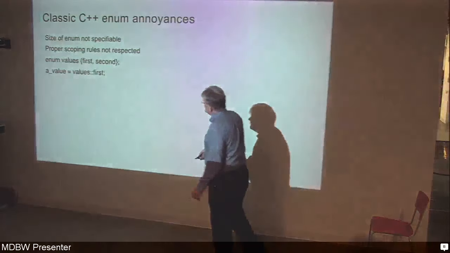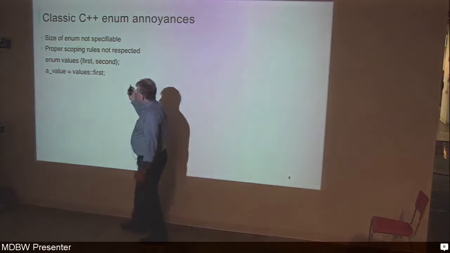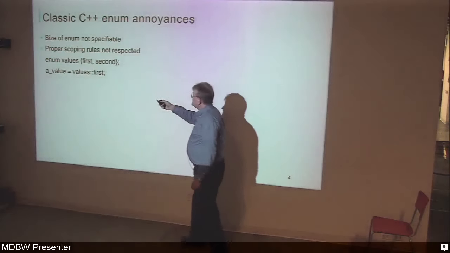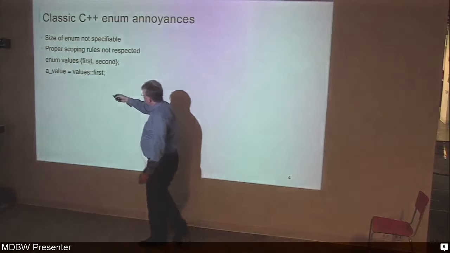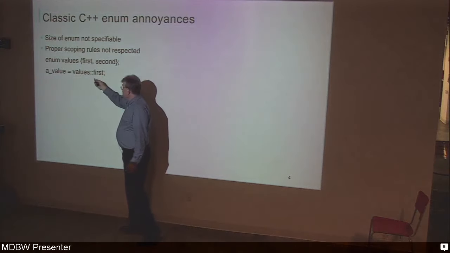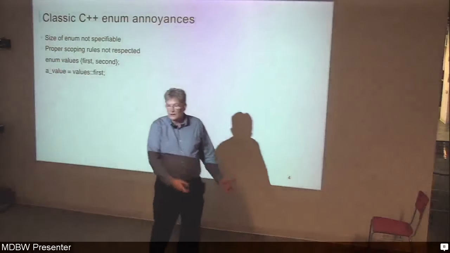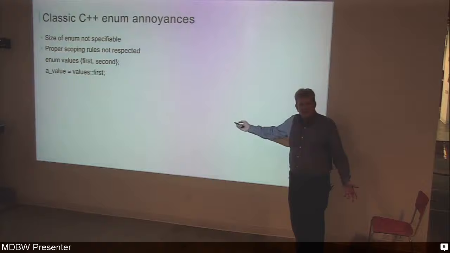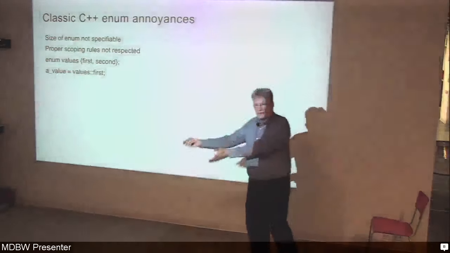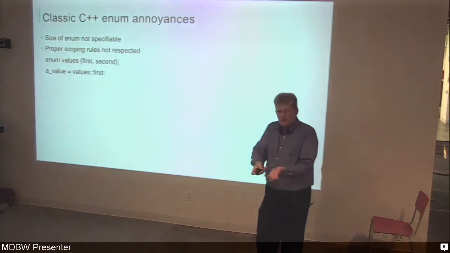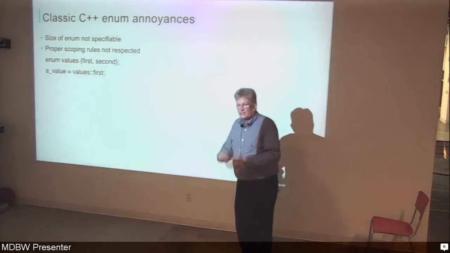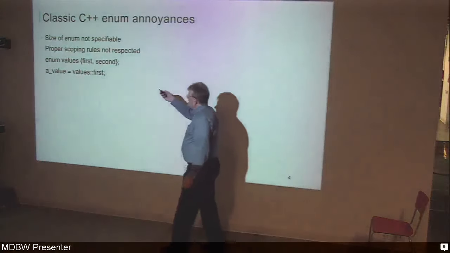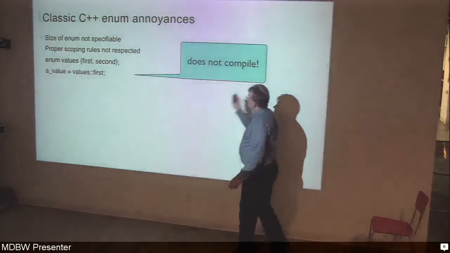Proper scoping rules is not respected. And what does that mean? That means that what we would like to have is something like this, where I say, oh, here's my enum called values, and it's got a couple of values in it. And I would like to say that when I access those values, I say values::first. I use the scope resolution operator. Because in C++, that's how we refer to things, right? If something's in a namespace and we want to refer to the thing in the namespace, we say namespace name::. And if it's in a class, we say the name of the class::. That's how we specify things that are in braces. And here's this thing in braces, but that's not the way it works, right?